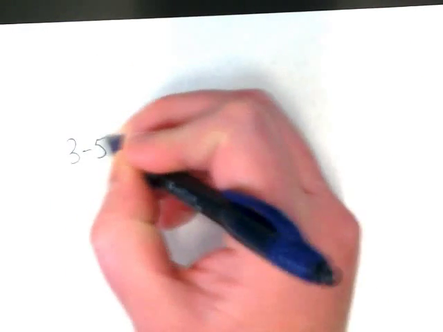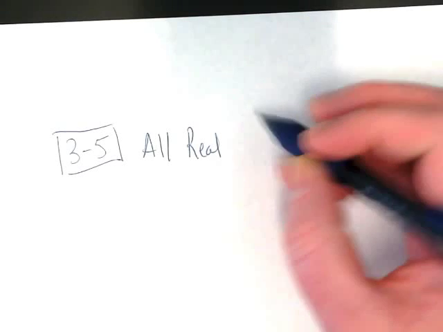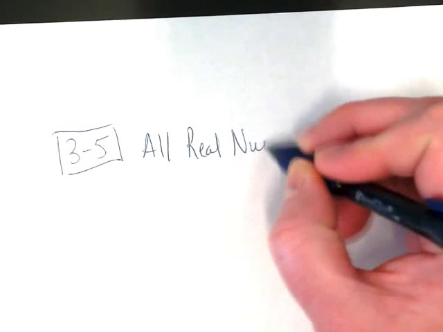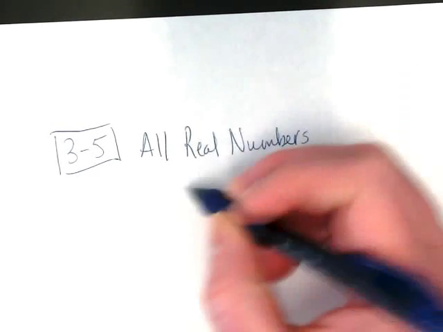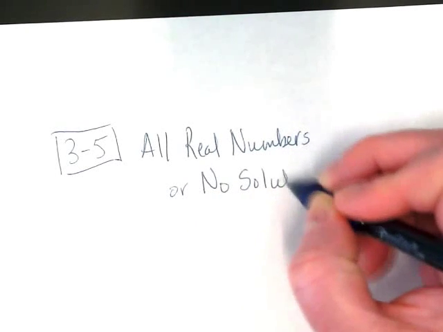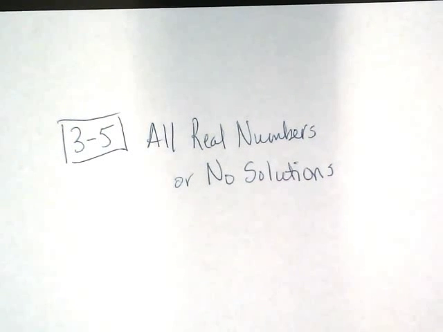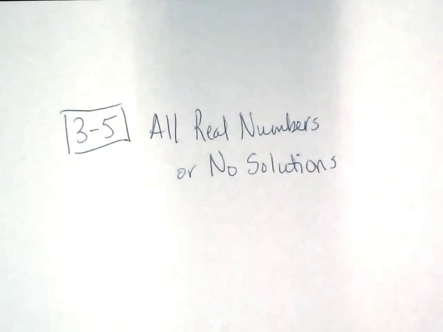Go ahead, this is still in 3.5, where the practice problems will be. And unlike with equations, where some of you had some confusion about when it's all real numbers or no solutions, I think because of the number line and graphing with these, they become really visually obvious. I hope that makes sense when we get going with these.